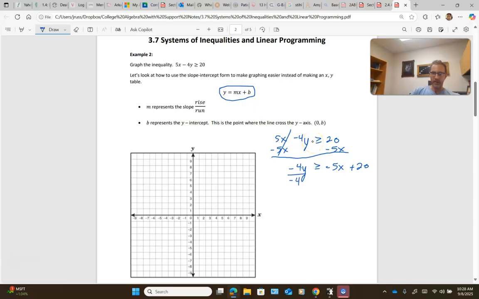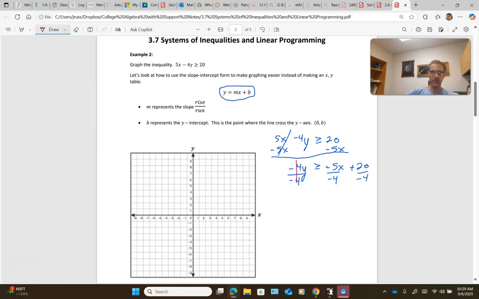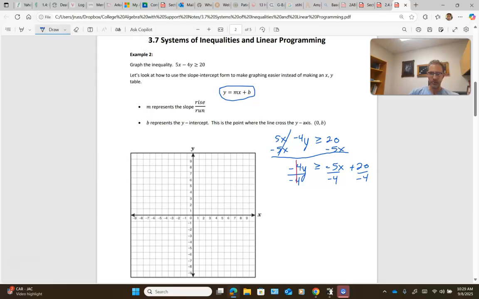So, solving an inequality for y is much like solving an equation for y, except there's one thing you're going to do different on certain occasions. So we'll end up with y, and over here, these two negatives turn into a positive, but it's going to stay a fraction, 5/4 x. Right here, however, 20 divided by negative 4 is negative 5.